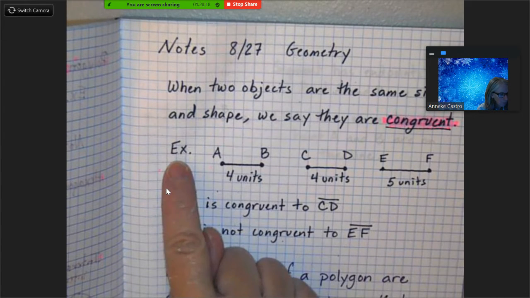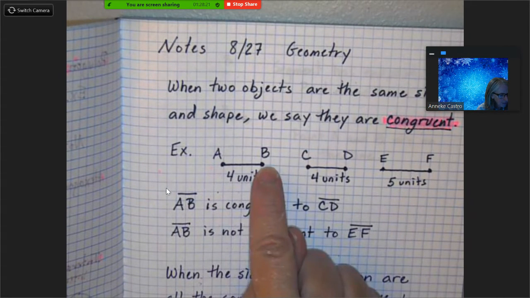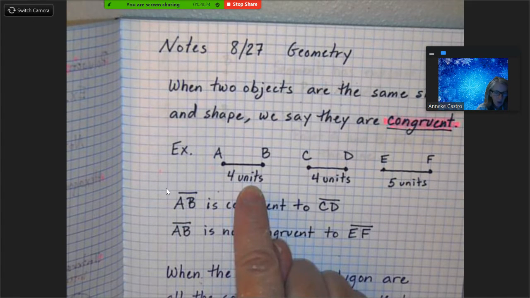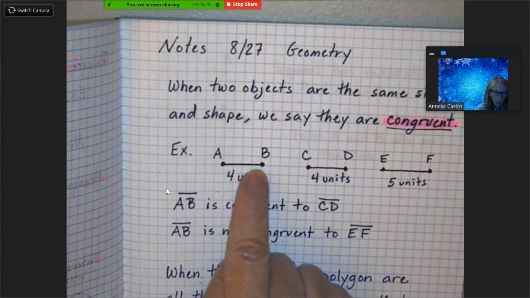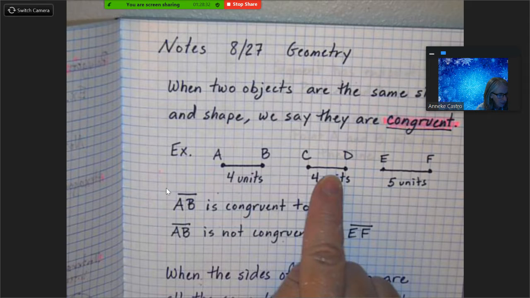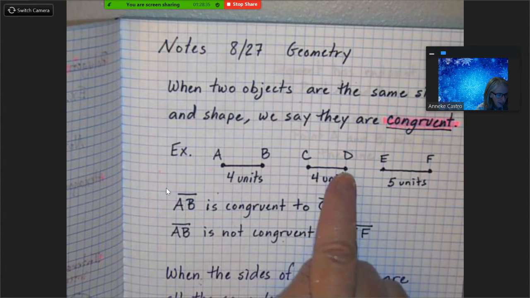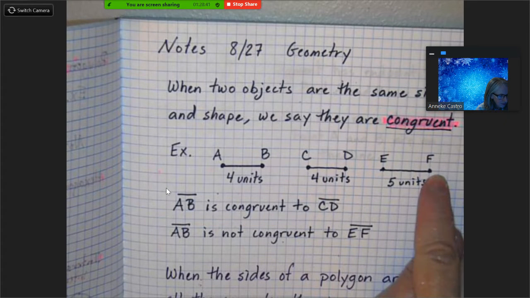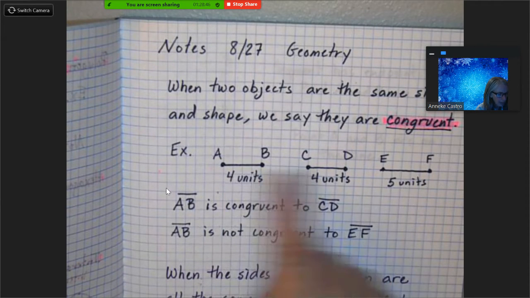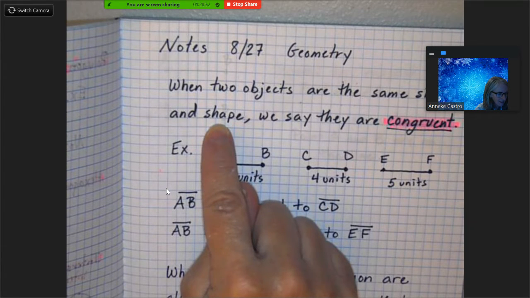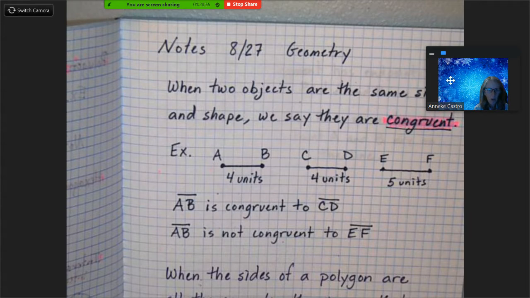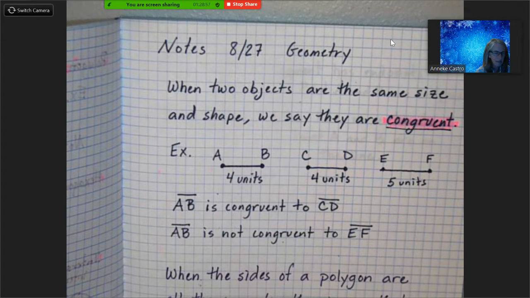So here's an example. This segment is 4 units long. So it's a segment and it's 4 units. 1, 2, 3, 4. This segment is also 4 units long. This segment is 5 units long. So they're all segments. They're the same shape, but are they the same size? No, they are not all the same size.